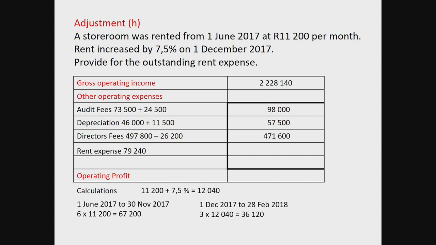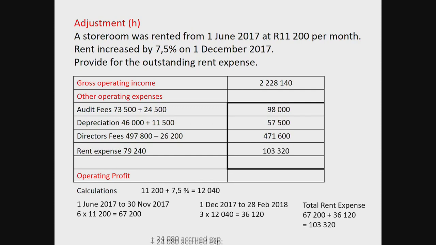Right, so the amount that I need in my income statement, in the column or in the answer, is going to be the sum of 67,200 plus 36,120. It's going to give you 103,320. Okay, so I have the answer. Those 2 amounts together will give me that particular answer.